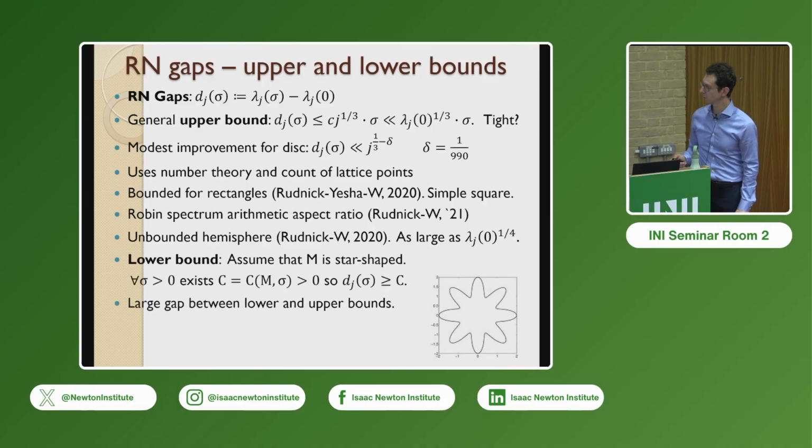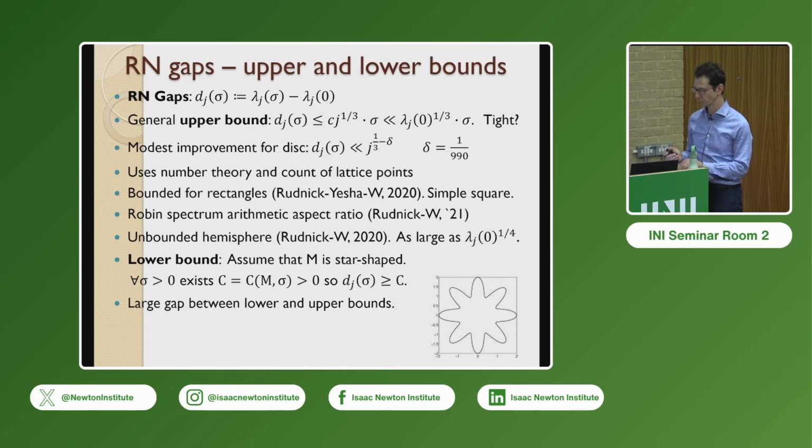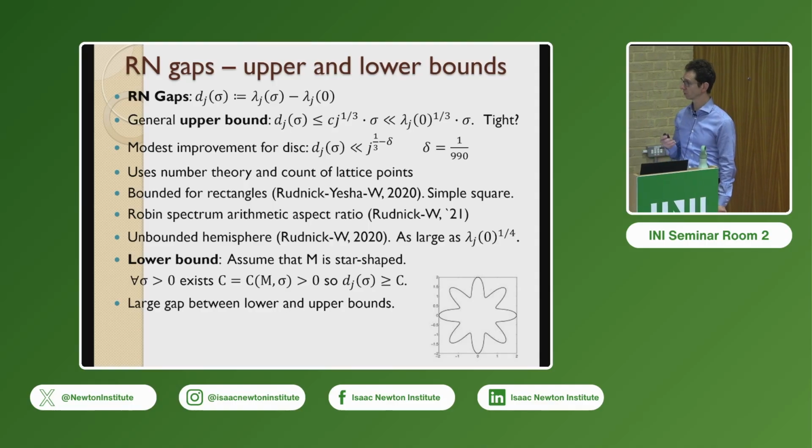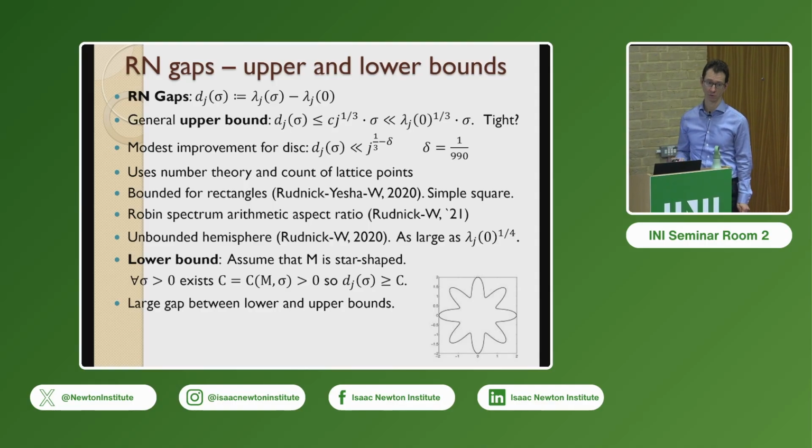For the lower bound, we assume that the surface is star-shaped. The planar domain is star-shaped. For example, it could be the mushroom, or it could be shaped like that. And we prove that in this case there is some lower bound C that depends, of course, on the surface, on the billiard and the number sigma.